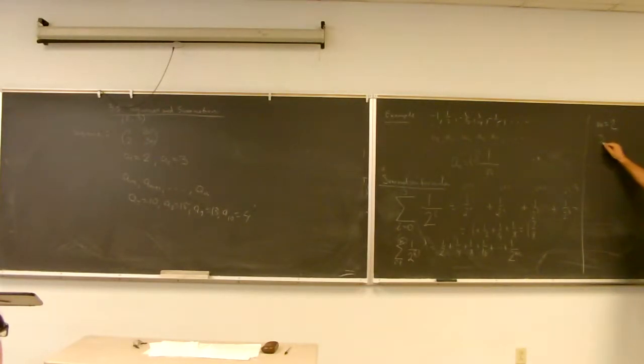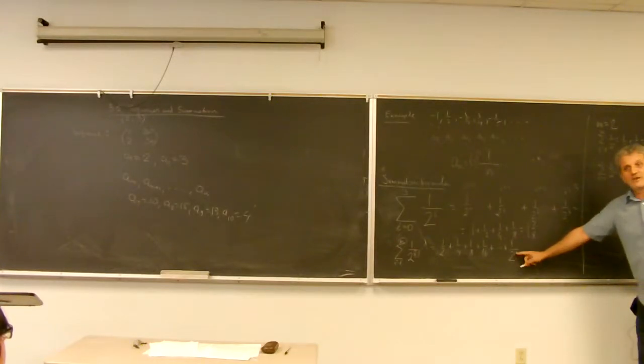So, for example, if m is 2, how much is my sum? Sum, i goes from 1 to m, of 1 over 2 to the i would be what? 1 over 2 plus 1 over 4, and that's 3/4. Do you agree with me? How about the sum when i goes from 1 to 1, of 1 over 2 to the i?